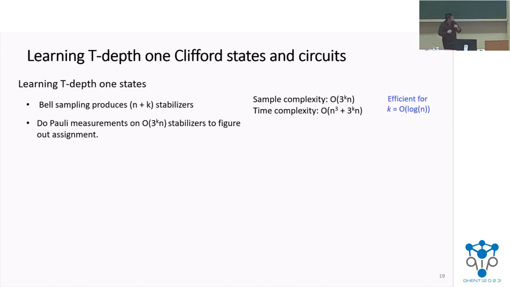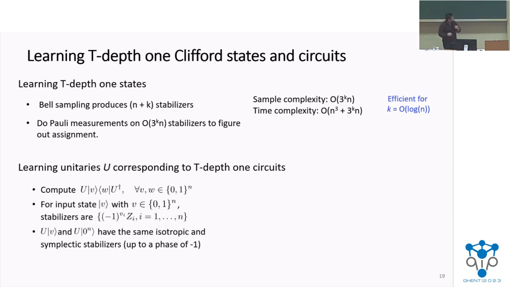So the sample complexity goes as order 3^k n, so this is only efficient for k of order log n. And in that case, if you have log n T gates, it's actually classically simulatable. So it's not an example of where something is hard to simulate classically. And you can basically use the same idea for learning these T depth 1 circuits by learning the equivalent T depth 1 states.